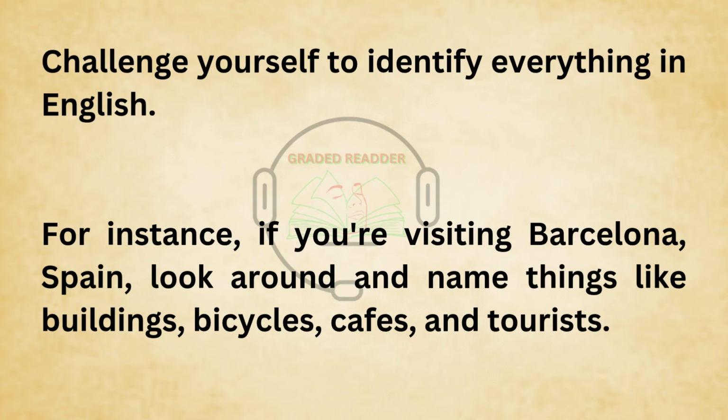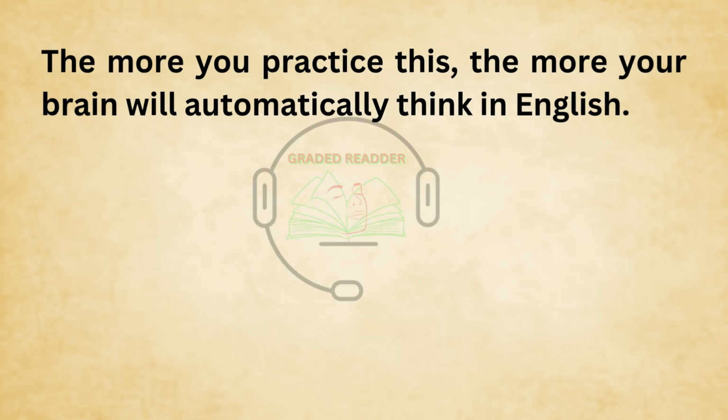For instance, if you're visiting Barcelona, Spain, look around and name things like buildings, bicycles, cafes, and tourists. The more you practice this, the more your brain will automatically think in English.